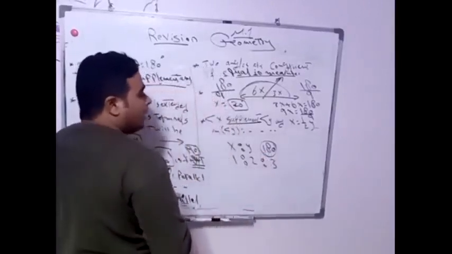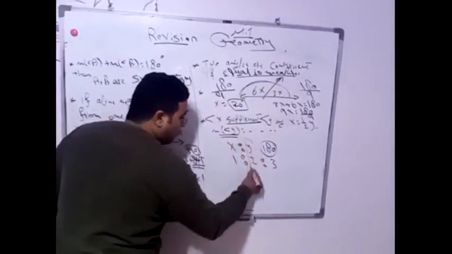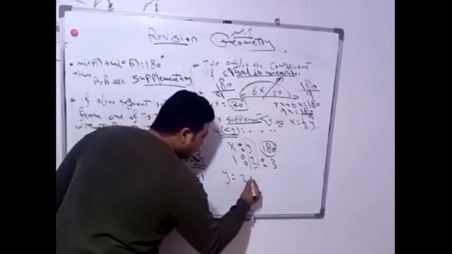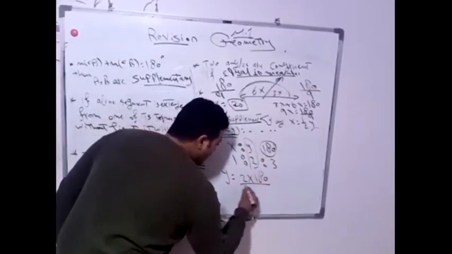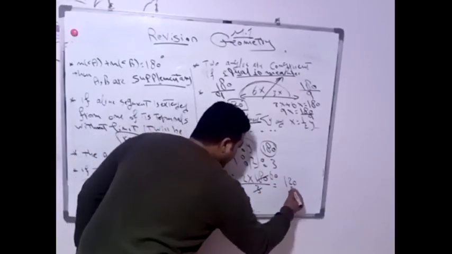Now, by using the ratio, I want to find the major angle y. So y equals 2 times 180 over 3. We have x equals 60 and y equals 120.